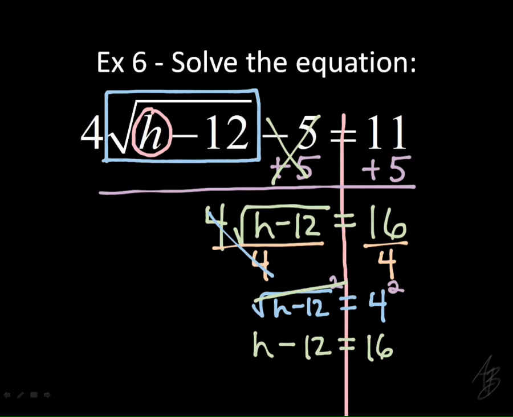And now we get the h by itself by adding 12 to both sides. 12's cancel. We get h by itself on the left side and 28 on the right side.